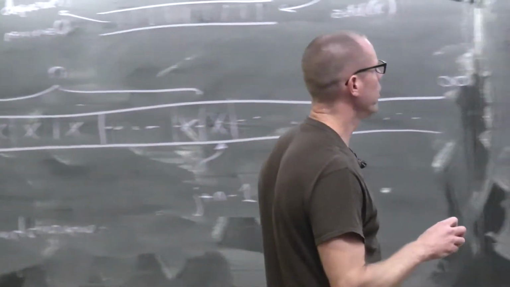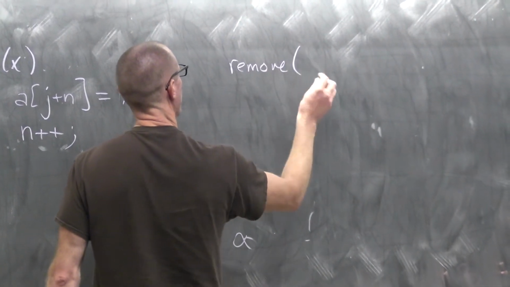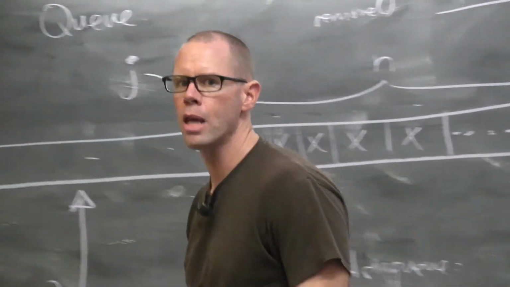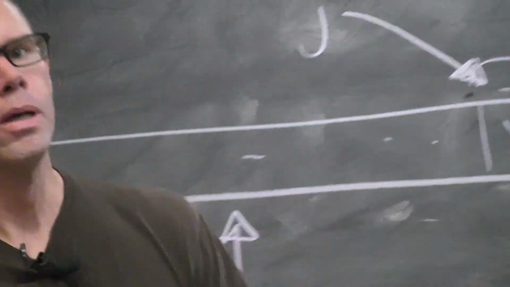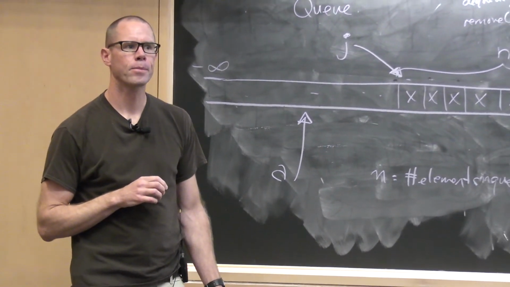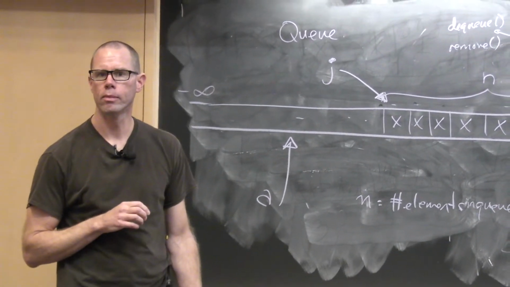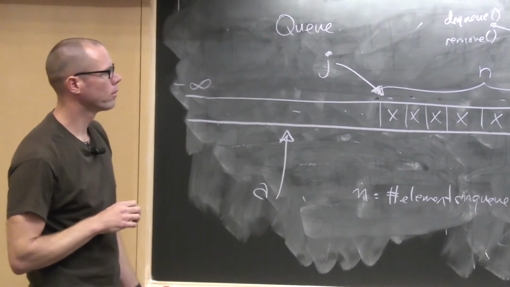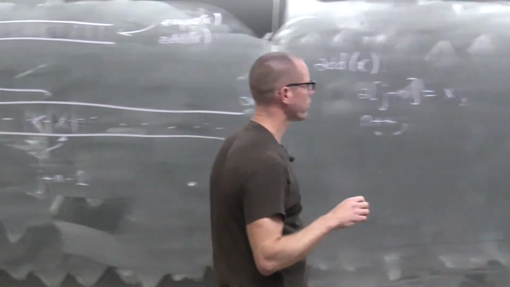All right. And how about the remove operation? So remove doesn't take any arguments. You don't get to say what gets removed in a queue. It's just the first element. So what does the code for that look like? Yep. n minus minus and return A at J plus n plus 1.